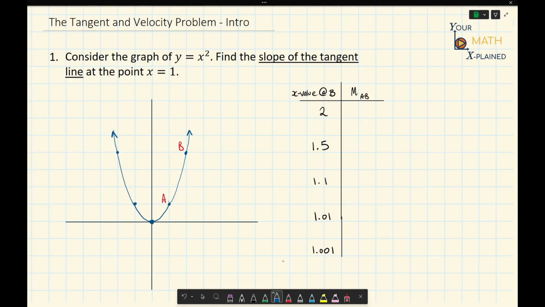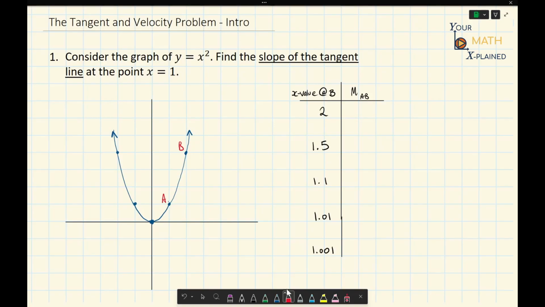Now let's start with the geometry problem first. Suppose that we're given a curve, and in this example, the curve is y is equal to x squared. At a specific point, say x is equal to 1, which I have now labeled as our point A, we want to find the slope of the tangent line. Now we'll explain what this tangent line is in just a little bit.